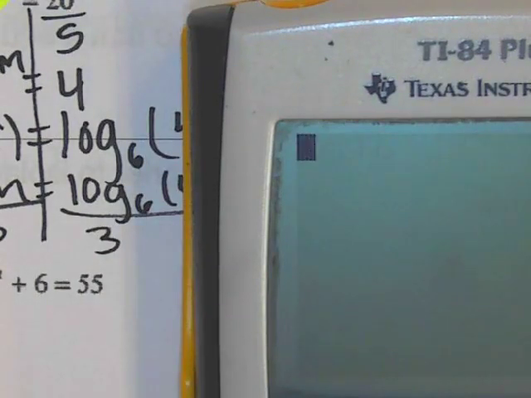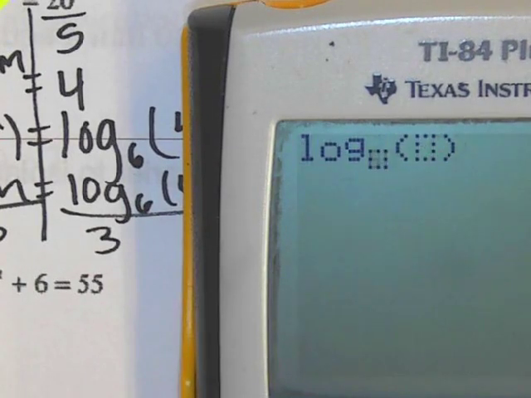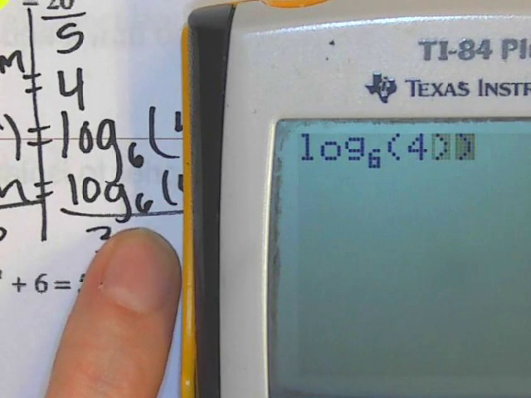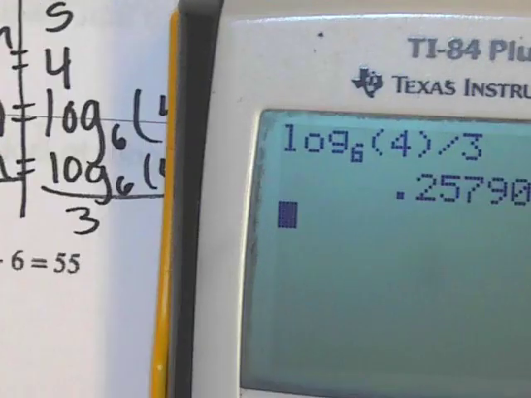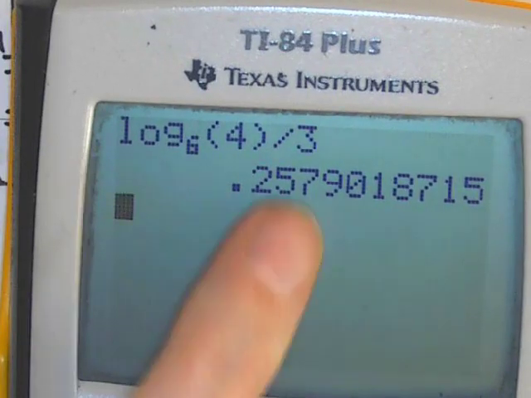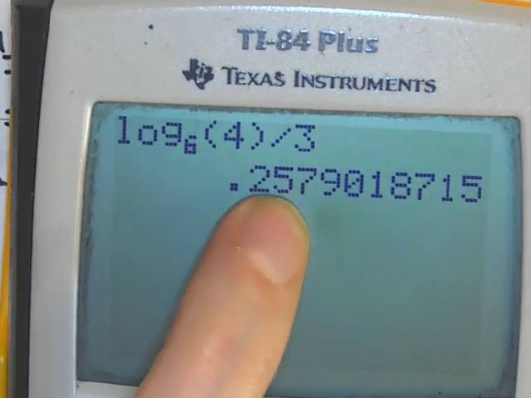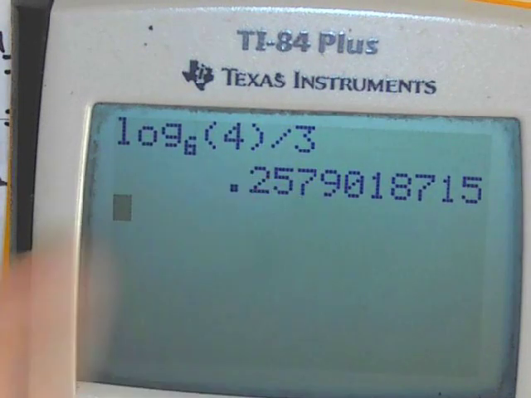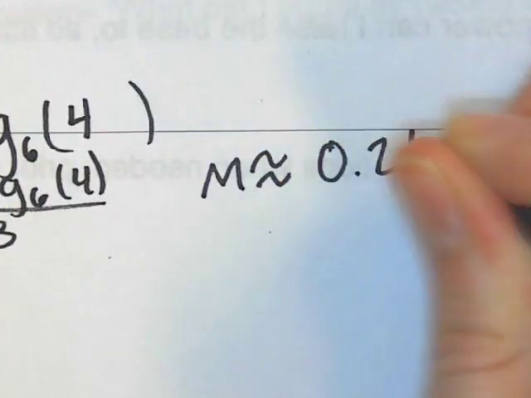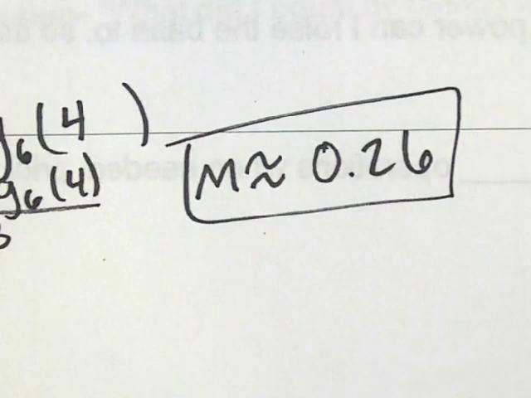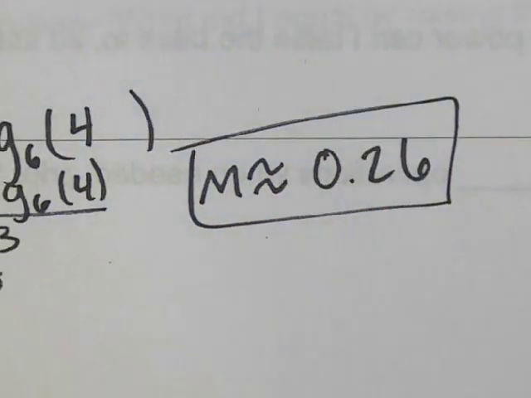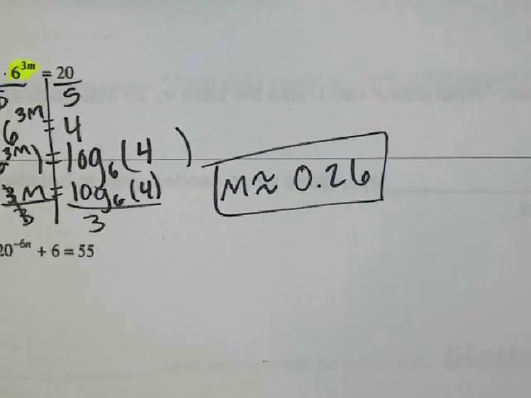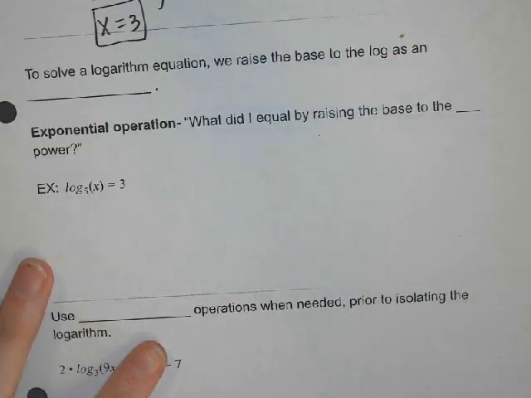Okay, so math, log base 6 of 4, and then on the outside, we divided it by 3. And we get about, that 7, since it's bigger than 5, we're going to round the 5 up 1 value, so this would be about 0.26. Okey-doke. All right, so now let's go ahead and move on to the opposite of this. We're going to solve logarithm equations.